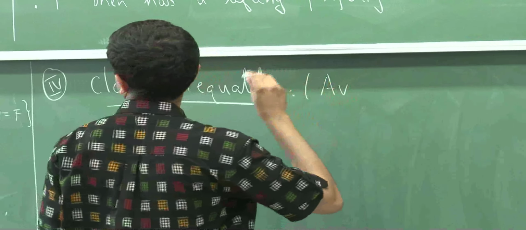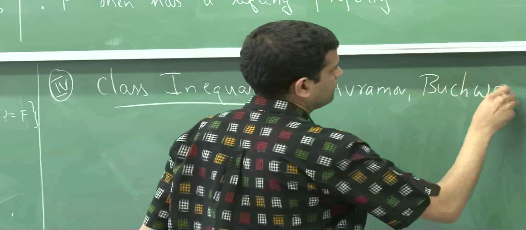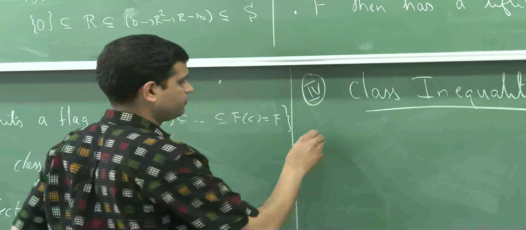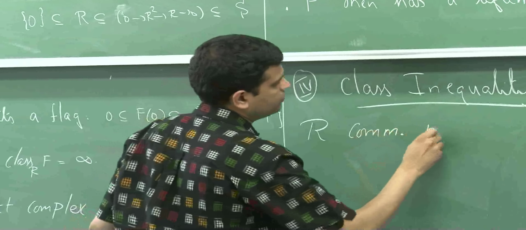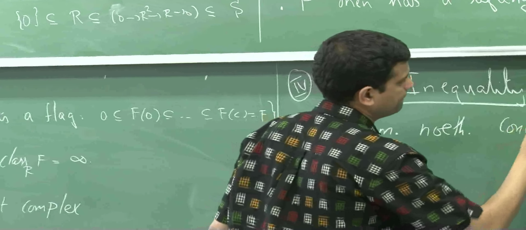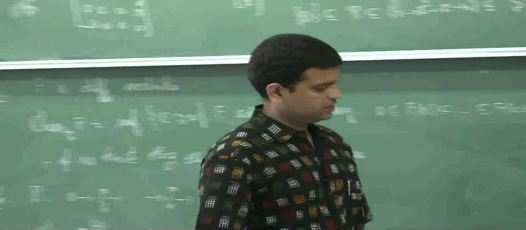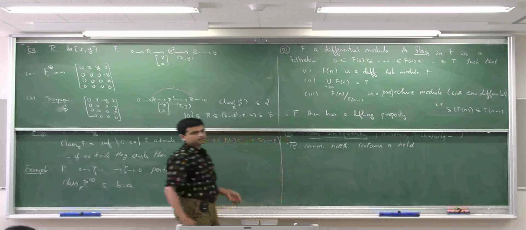Right. So this is in this paper with Abramo and Buchweitz, the first one I mentioned. And the hypothesis, now we are going into the commutative world. So R is a commutative Noetherian ring, and I have to assume that it contains a field. I will discuss the proof, so then you'll see where this hypothesis comes in. So R is now a commutative Noetherian ring containing a field. So for example, a polynomial ring or a quotient of a polynomial ring over a field.